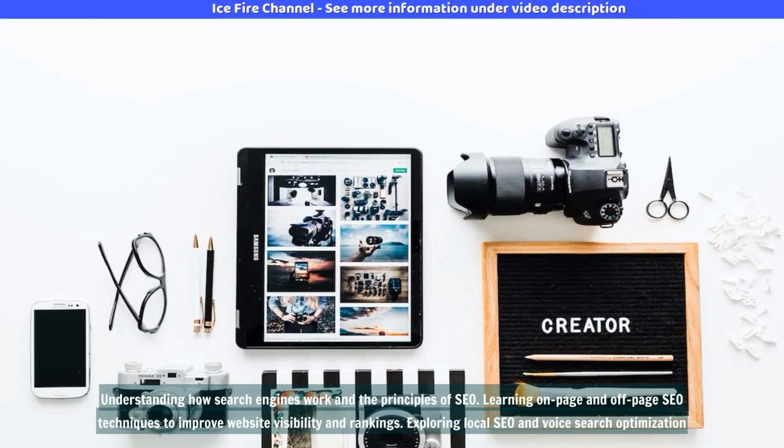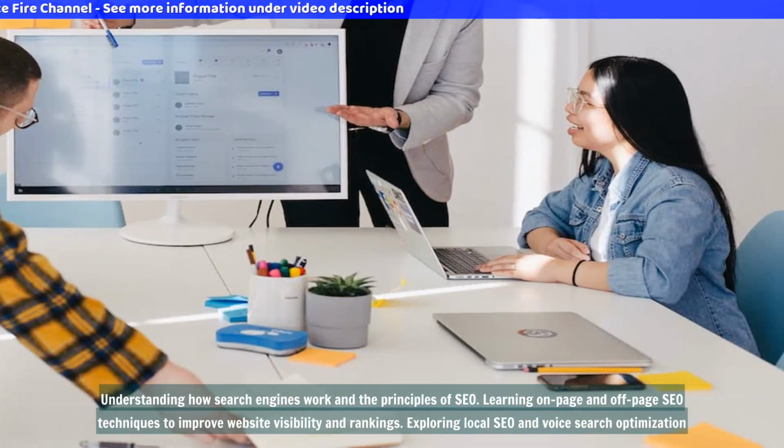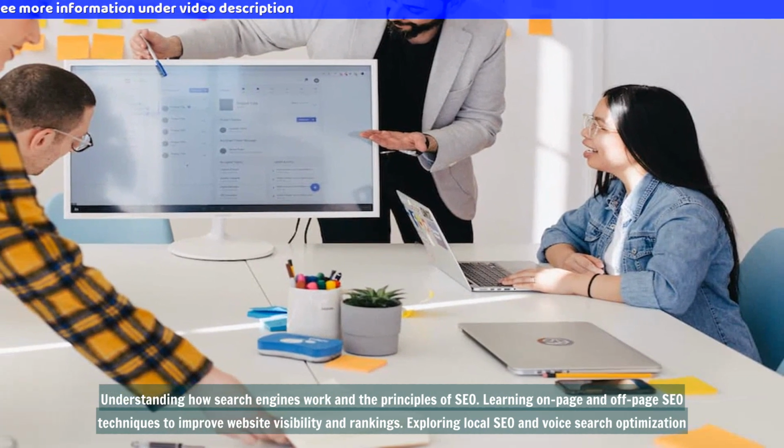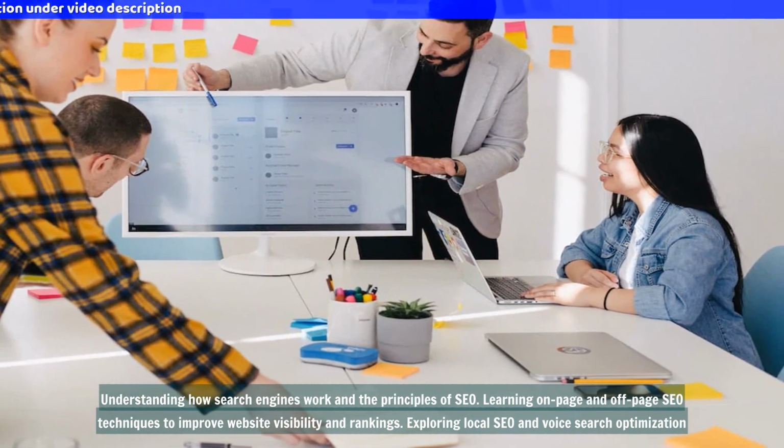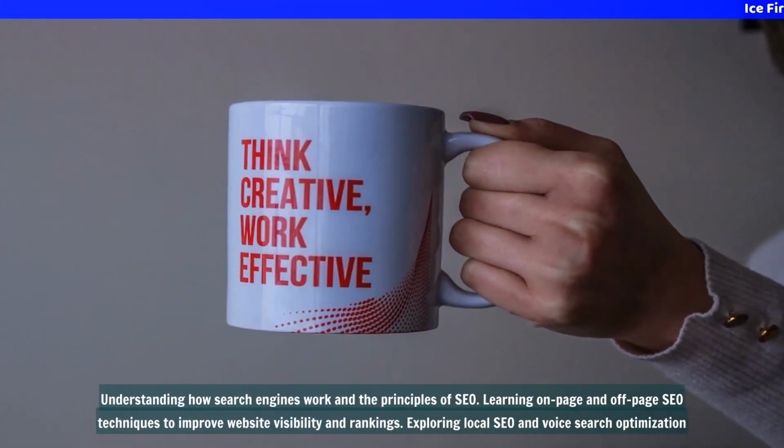Understanding how search engines work and the principles of SEO. Learning on-page and off-page SEO techniques to improve website visibility and rankings. Exploring local SEO and voice search optimization.